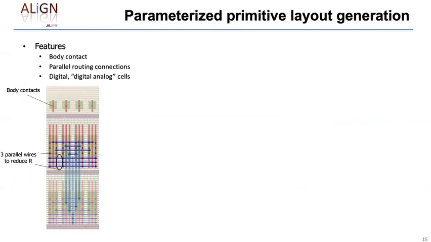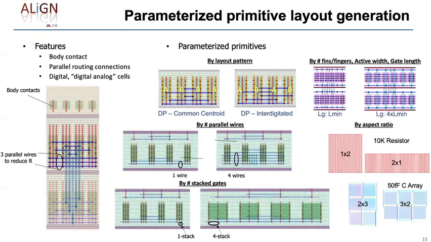primitives. These primitives are all parameterizable, which means that you can take the basic pattern and customize it for specifics. For instance, by layout pattern, it could be common centroid or interdigitated. You could change the size. It could be by changing the number of fins or fingers in a FinFET or the active width in a bulk process, by changing the gate length. So over here, you can see a different gate length as compared to here.